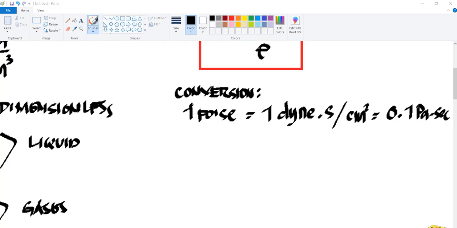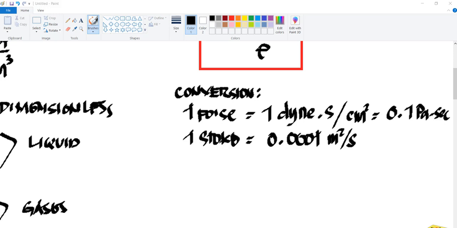And we have a conversion here, so take note of this one. One poise is 1 dyne times second per square centimeter, which is also equal to 0.1 Pascal second. And one stoke is 0.001 square meter per second.